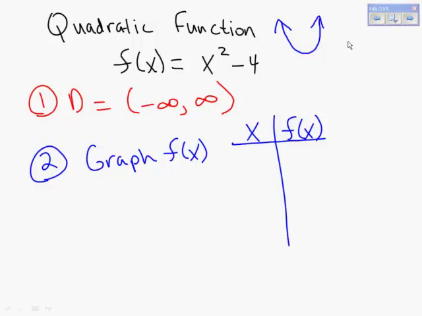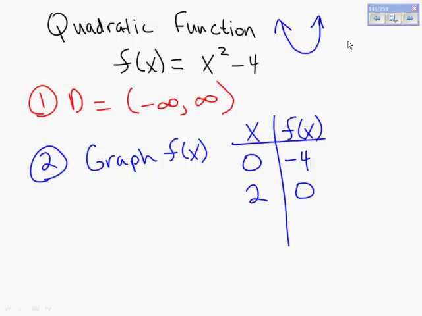So for example, if I plug in 0 for x, then I'm going to get 0 squared minus 4, which is going to give me negative 4. And again, I'm just picking some numbers at random here. So if I plug in 2 for x, I'm going to get 2 squared, which is 4, and 4 minus 4 is going to give me 0. Now I'd pick some random points here. So I wouldn't pick all positive values. I'd pick some negative values as well.